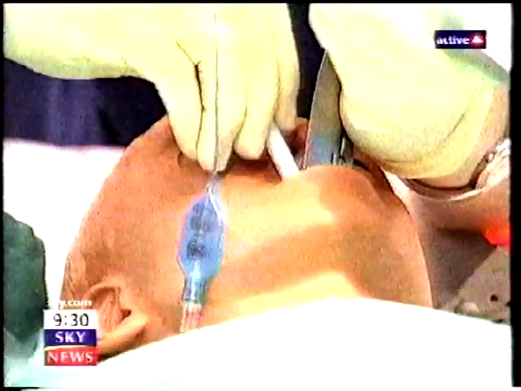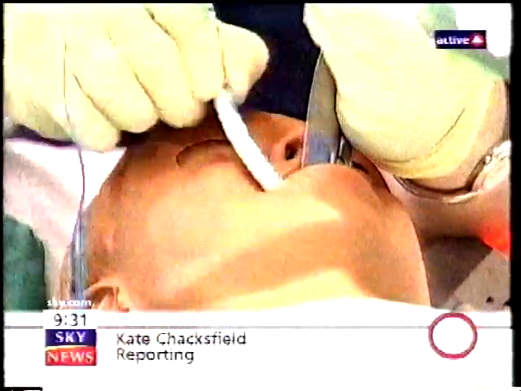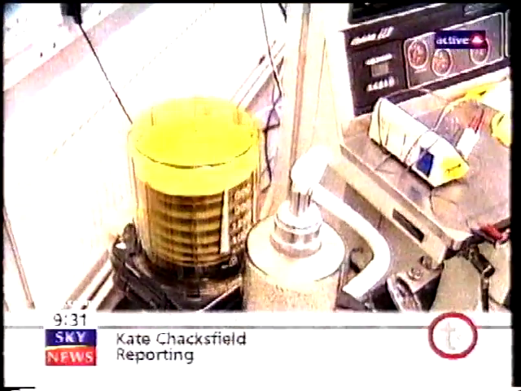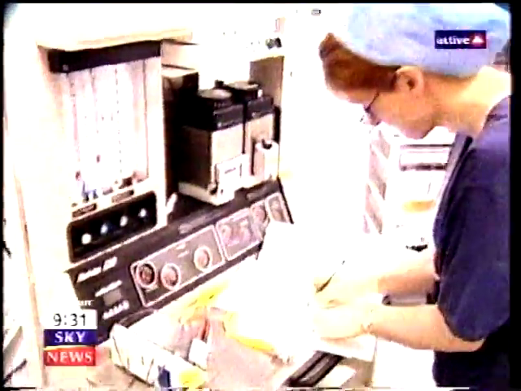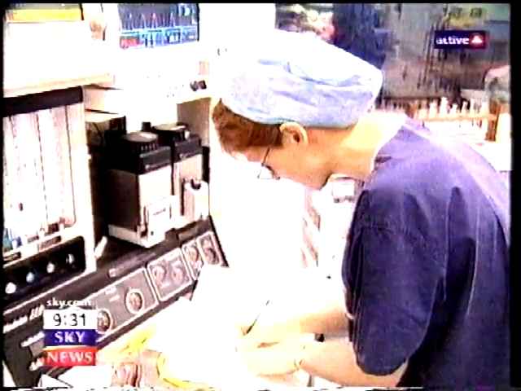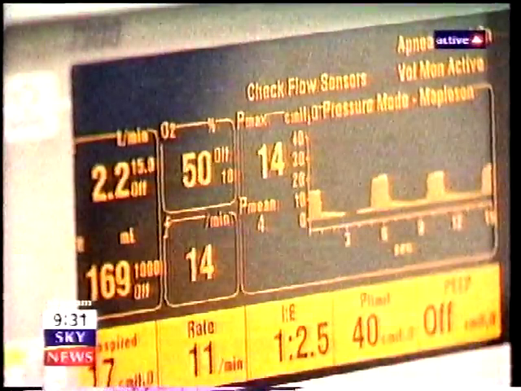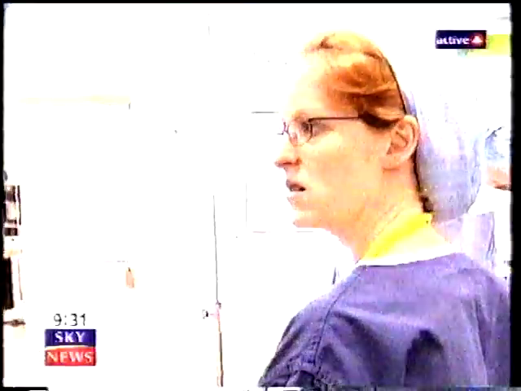This team of medics is taking part in a training session using a simulated patient. Consultant anaesthetist Frances Forrest is in the hot seat, playing the role of the student. She's got to work out what's wrong with her patient.